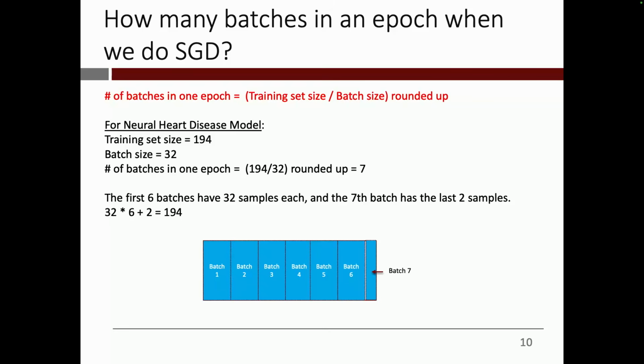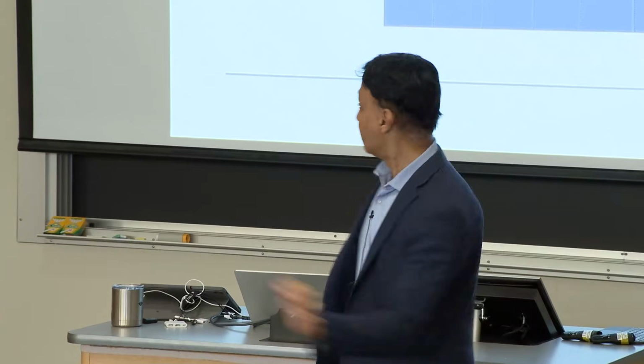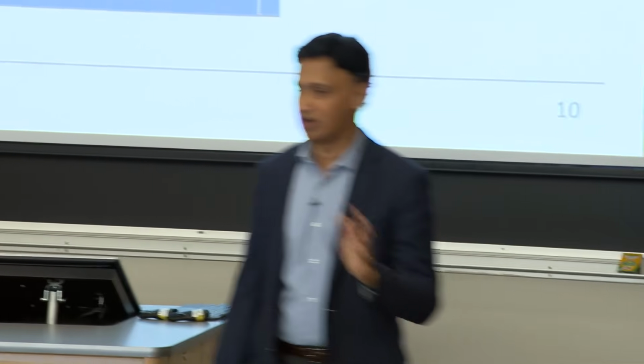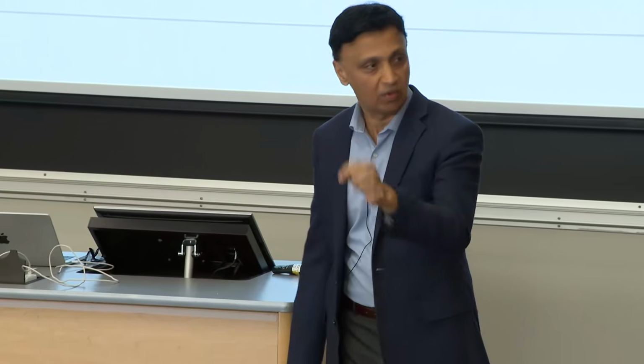All right, now the question, of course, is that if you have a bunch of data points and you're going to run stochastic gradient descent on it, in a particular epoch, how many batches are going to be there? Now, Keras is going to calculate all this stuff. You don't have to worry about it, but you just need to understand exactly what happens.